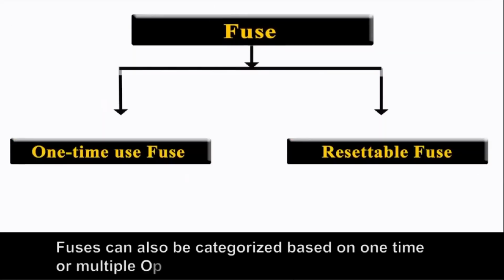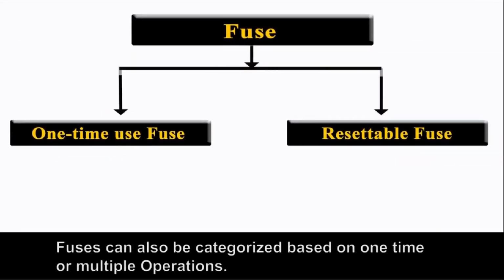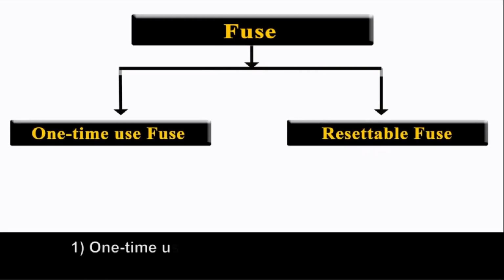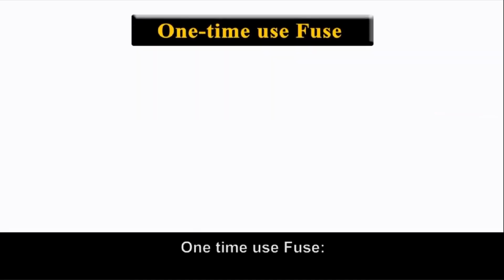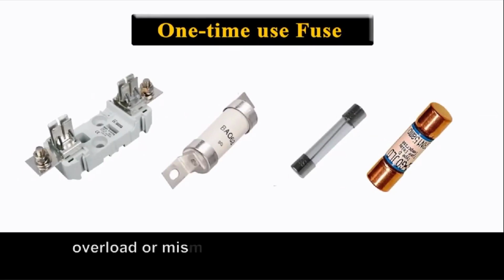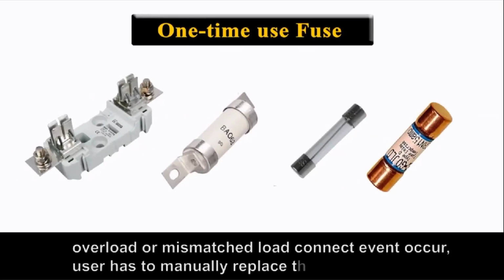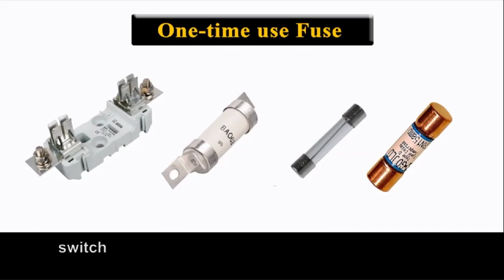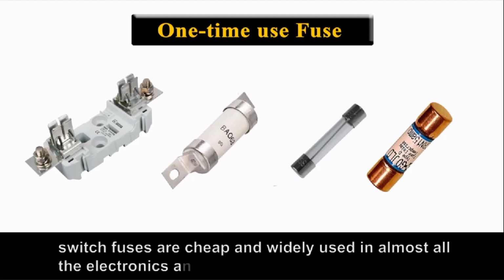Fuses can also be categorized based on one-time or multiple operations. Number 1, one-time use fuses. Number 2, resettable fuses. One-time use fuses contain a metallic wire which burns out when an overcurrent, overload, or mismatched load connection event occurs. The user has to manually replace these fuses. These fuses are cheap and widely used in almost all electronic and electrical systems.